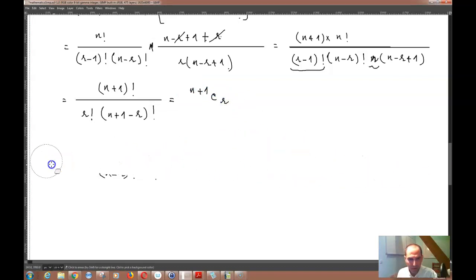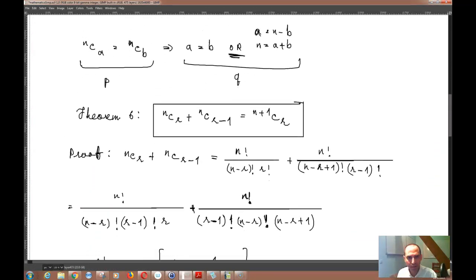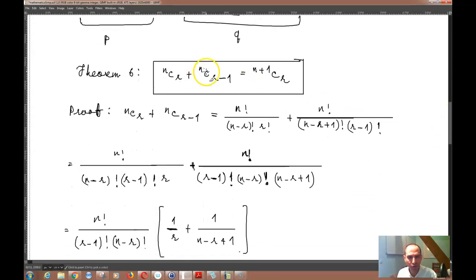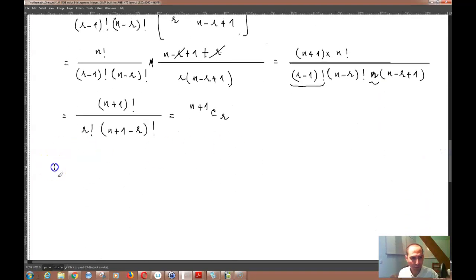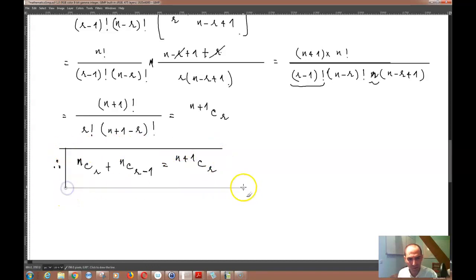Which means that n combination r plus n combination r minus 1 is the same thing as n plus 1 combination r. That's the theorem that we wanted to prove, and that's theorem number 6.